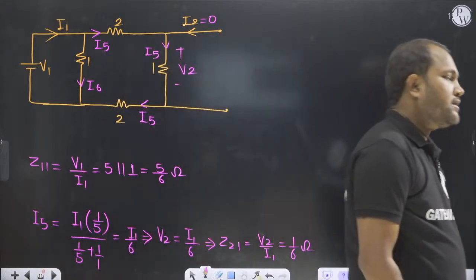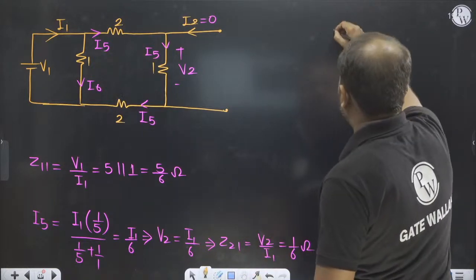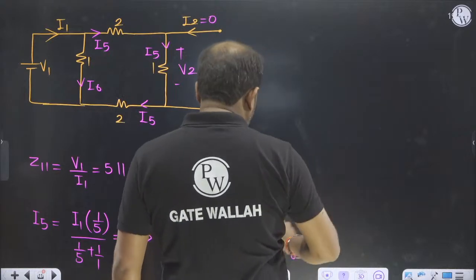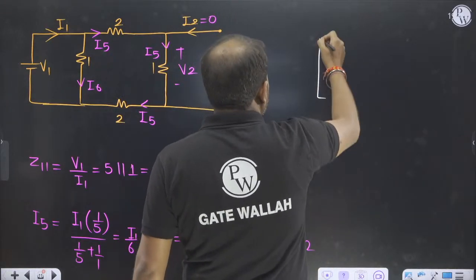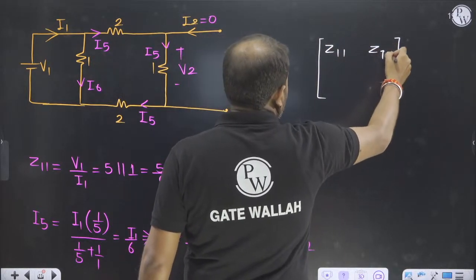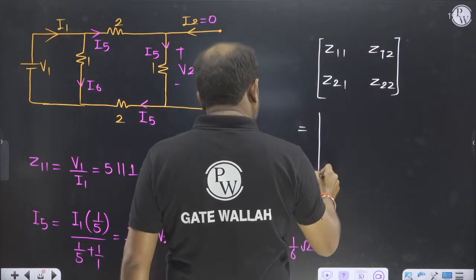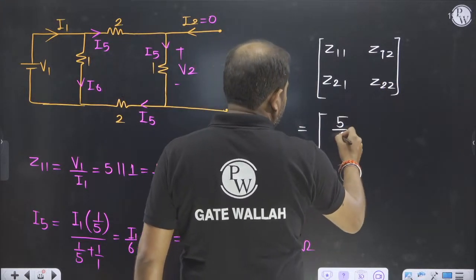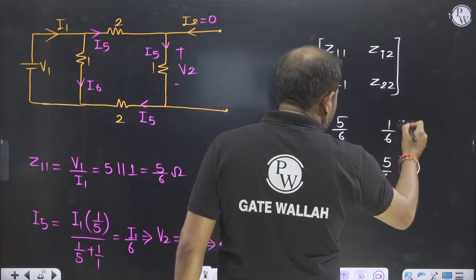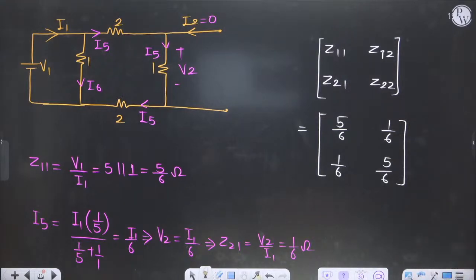Very easy. So we have to find out the value of the Z parameter. What is the Z parameter here? Z11, Z12, Z21 and Z22. What is Z11? 5 by 6, Z12 1 by 6, 1 by 6 and 5 by 6. So we have to find out the Z parameters.